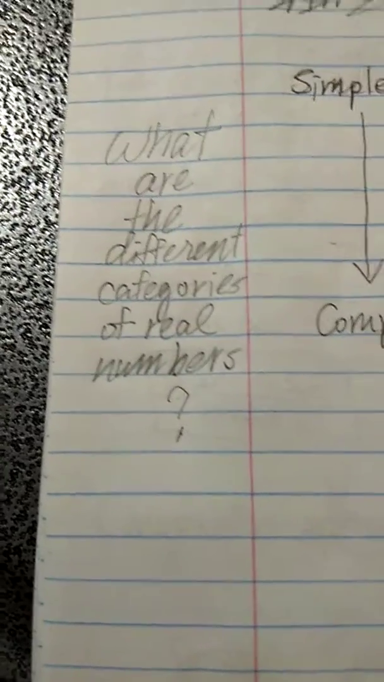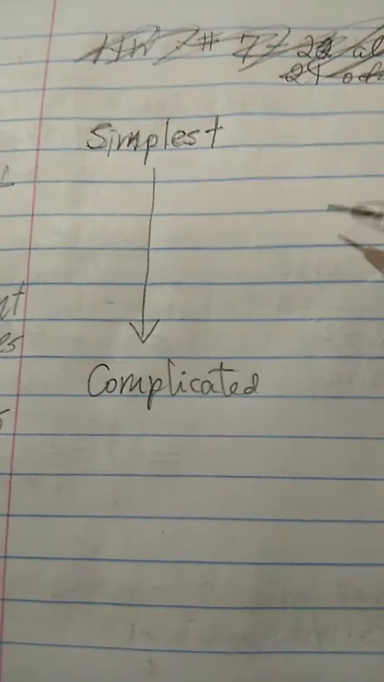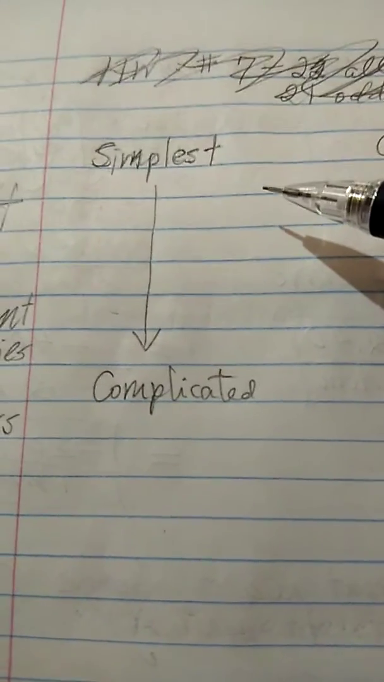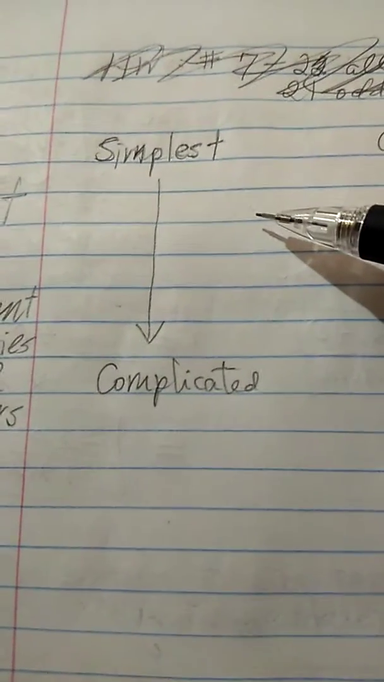Okay, so we're going to talk about what the different categories of real numbers are today. I'm going to start from the simplest and then go to the more complicated ones. The first type of real number is the kind that we count with. If you want to think about numbers, just think, okay, what are numbers?